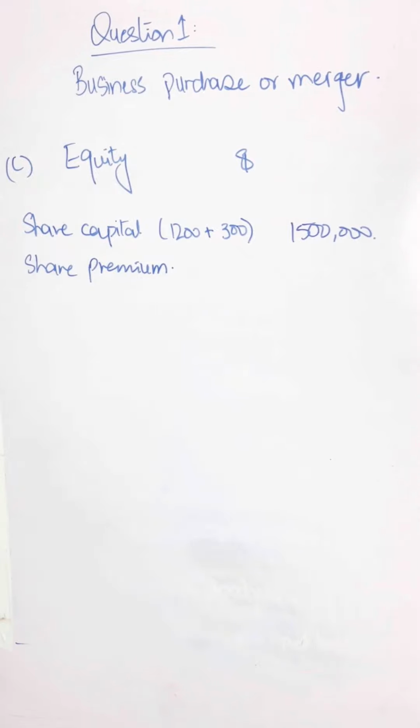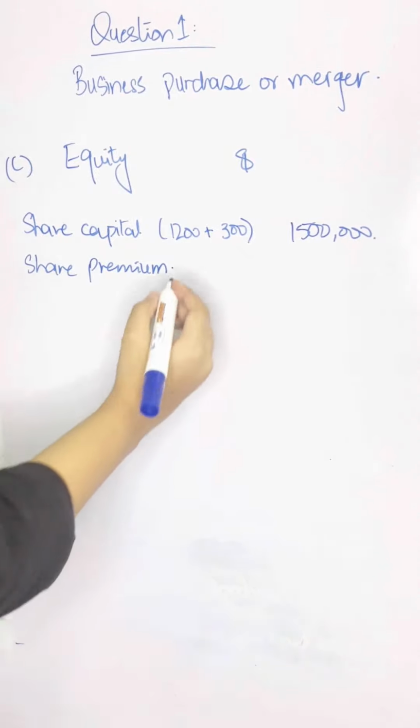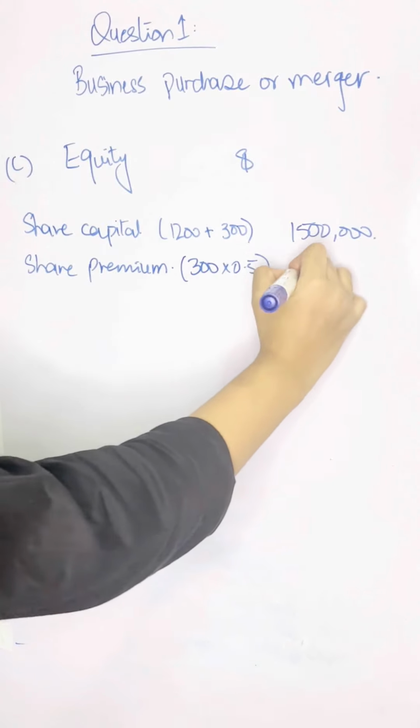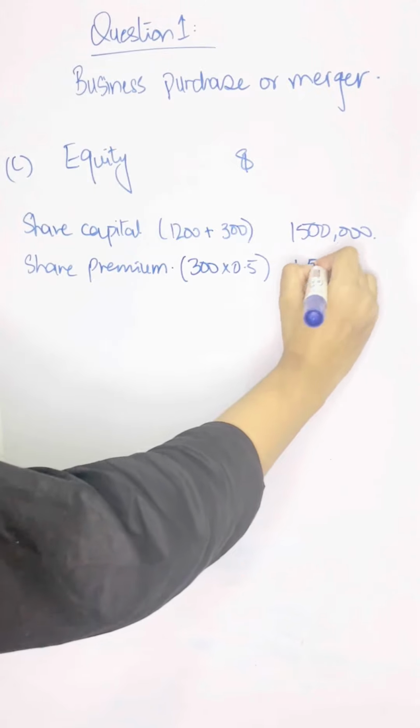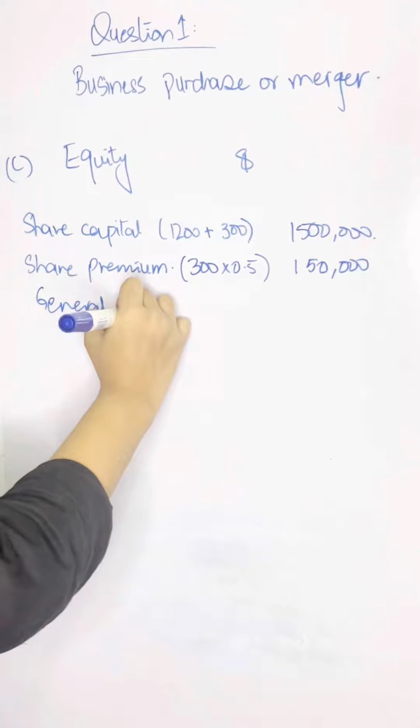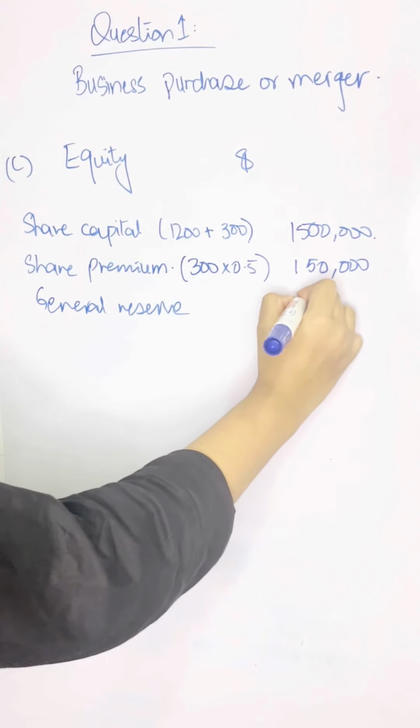Then we have the share premium account. The excess of ordinary shares that was calculated was 300,000 into 0.5, which is basically 150,000. Then you have the general reserve. There were no changes in general reserve, so they will be written as it is, which are 90,000.